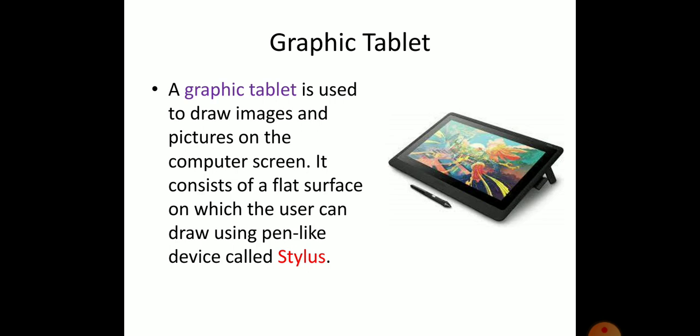The next input device is the graphic tablet. A graphic tablet is used to draw images and pictures on the computer screen. It consists of a flat surface on which the user can draw using a pen-like device called a stylus. With the help of the stylus, we can draw on the graphic tablet.